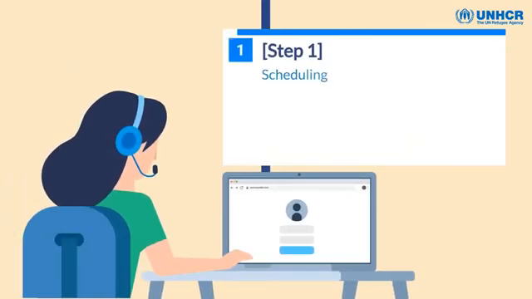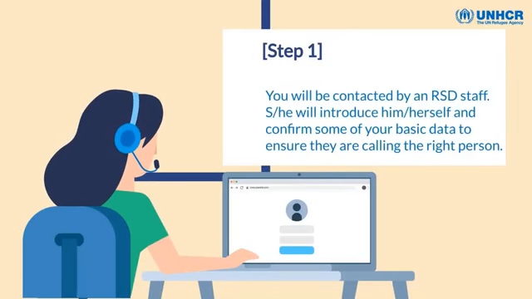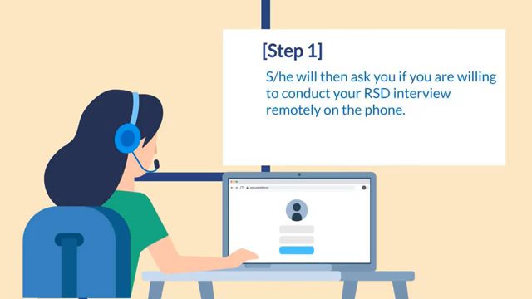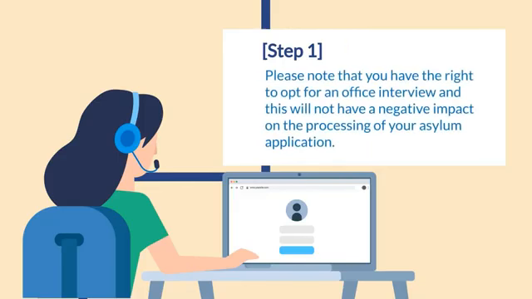Step 1. Scheduling. You will be contacted by an RSD staff member. She or he will introduce themselves and confirm some of your basic data to ensure they are calling the right person. She or he will then ask you if you are willing to conduct your RSD interview remotely on the phone. Please note that you have the right to opt for an office interview, and this will not have a negative impact on the processing of your asylum application.